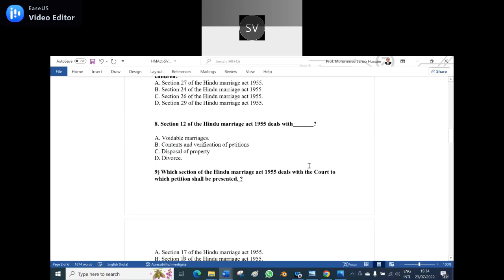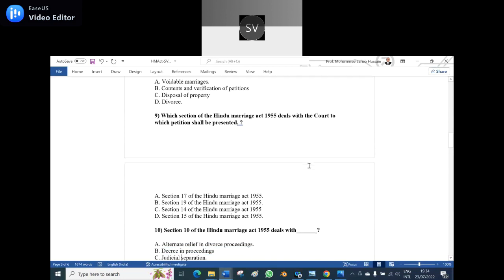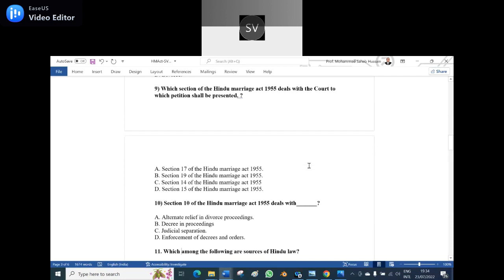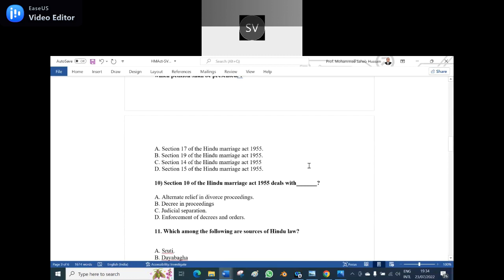Ninth question. Which section of Hindu Marriage Act 1955 deals with the court to which the petition shall be presented? Option A, Section 17. Option B, Section 19. Option C, Section 14. Option D, Section 15. Option B, Section 19 is the correct answer.